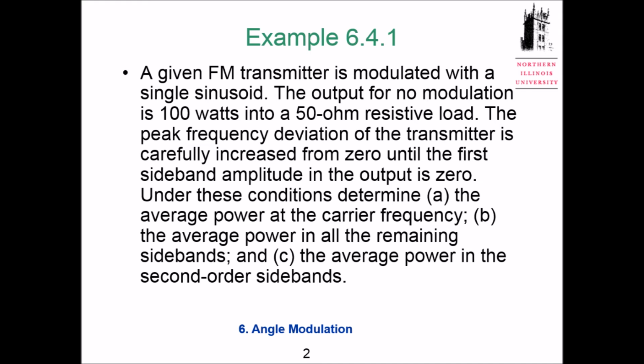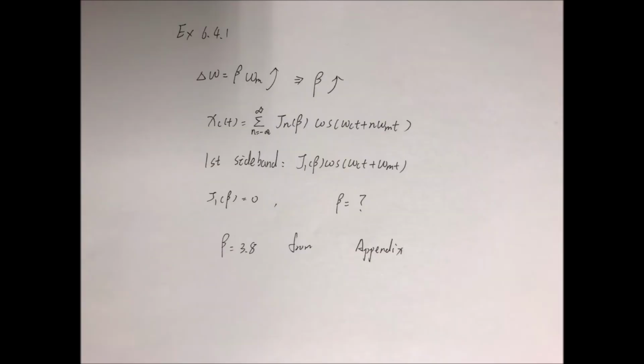So peak frequency deviation, delta omega. Peak frequency deviation is increasing, which means beta is increasing, right? Because omega m will be the same. You have your message determinism. This means beta increases. So I carefully increase my modulation index, and I observe something, right?